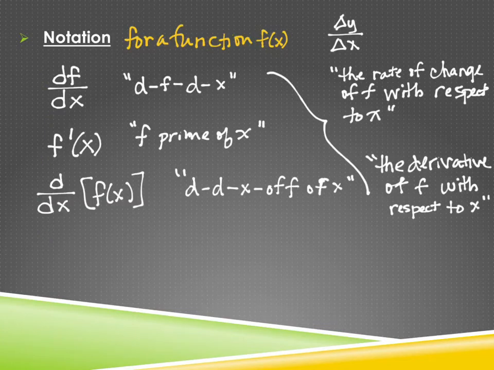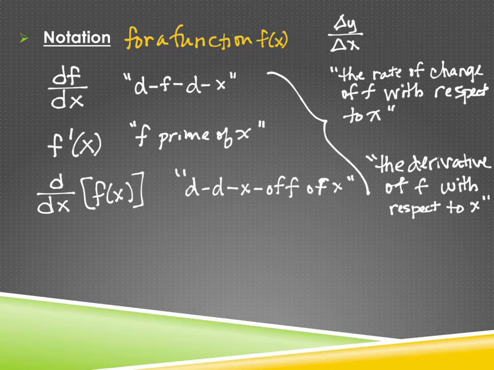Okay. And then the notation for these calculations, any of them that we're looking for, have 3 different ways they can be notated. The first one is df dx. That's how we say it. The second one is f prime of x. Those are the 2 most common.